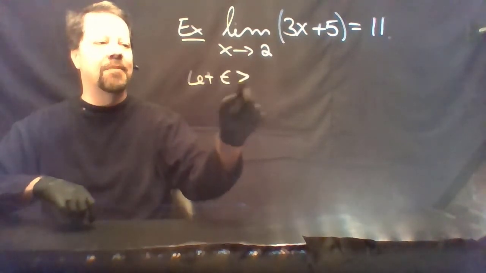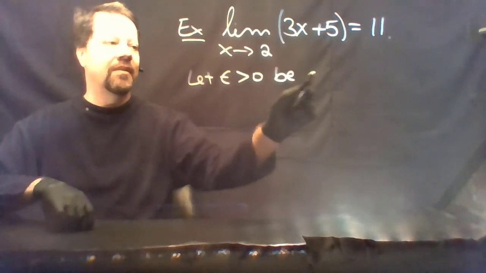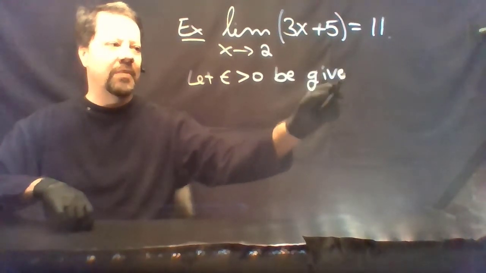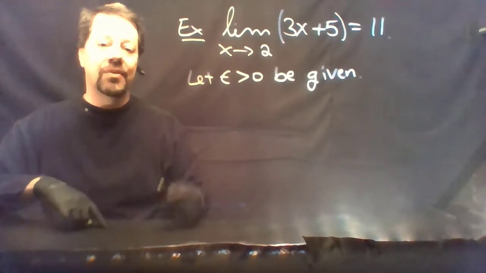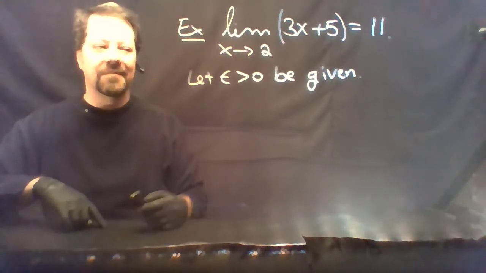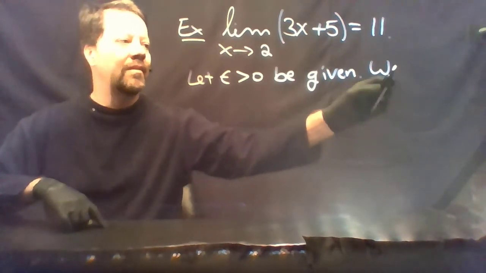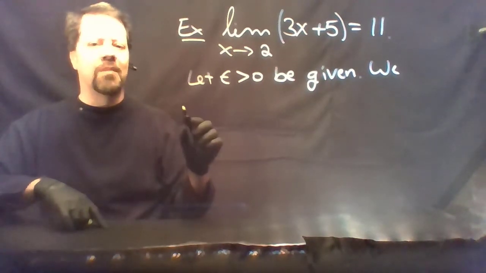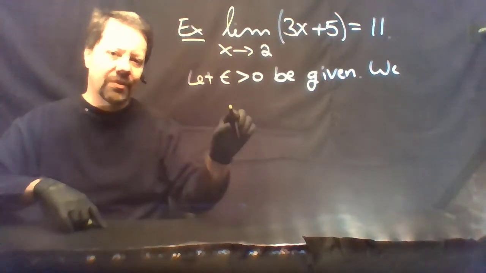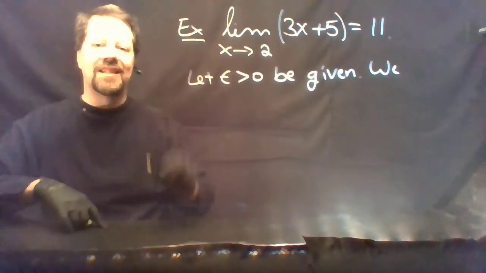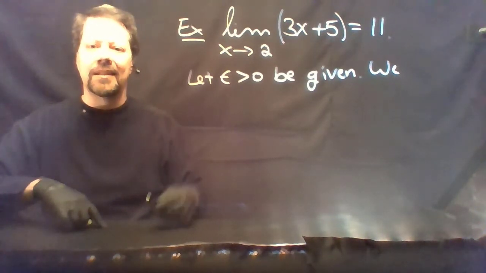Let epsilon greater than 0 be given. This epsilon is arbitrary. Any epsilon you choose as long as it's positive. We'll work this problem backwards. We'll state first what it is that we want to conclude and try to figure out what it takes to construct this delta.